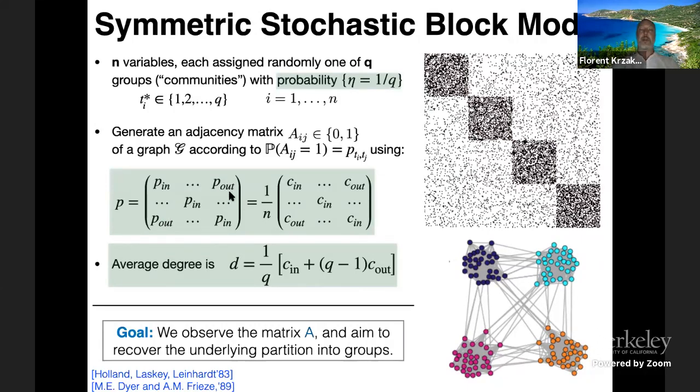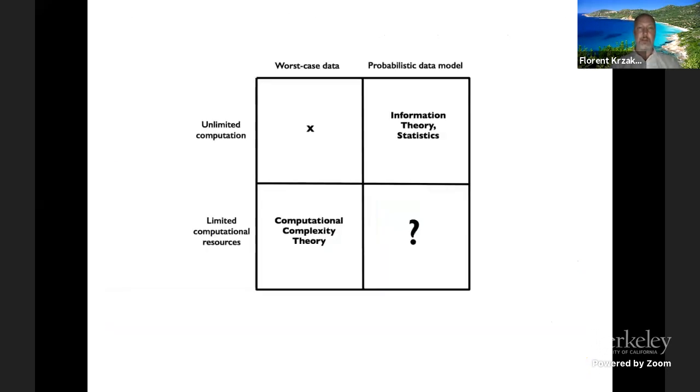That means that we have a probability to be connected with variables in the same group, P in, or C in divided by N, and a probability to be connected with everyone else, which is P out, or P outside, or if you want, C out divided by N. In that case, the average degree is just d equal 1 over q, C in plus (q minus 1) C out. Okay, so this is the model I'm going to focus on in the rest.